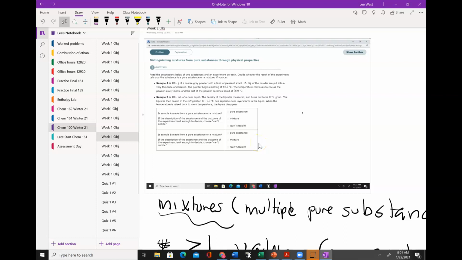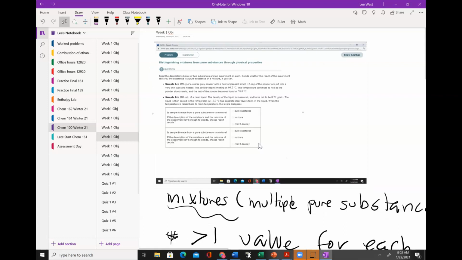So one of the more difficult types of questions are these problems where you're asked to distinguish mixtures from pure substances through physical properties. In these problems, you are given a written description of two samples, sample A and sample B, and you have to decide if it's possible to classify the substance or the mixture as either a pure substance, which means either an element or a compound, or a mixture, which means multiple pure substances physically intermingled. Now, sometimes it's not possible to distinguish whether you have a pure substance or a mixture, and you need to indicate that.